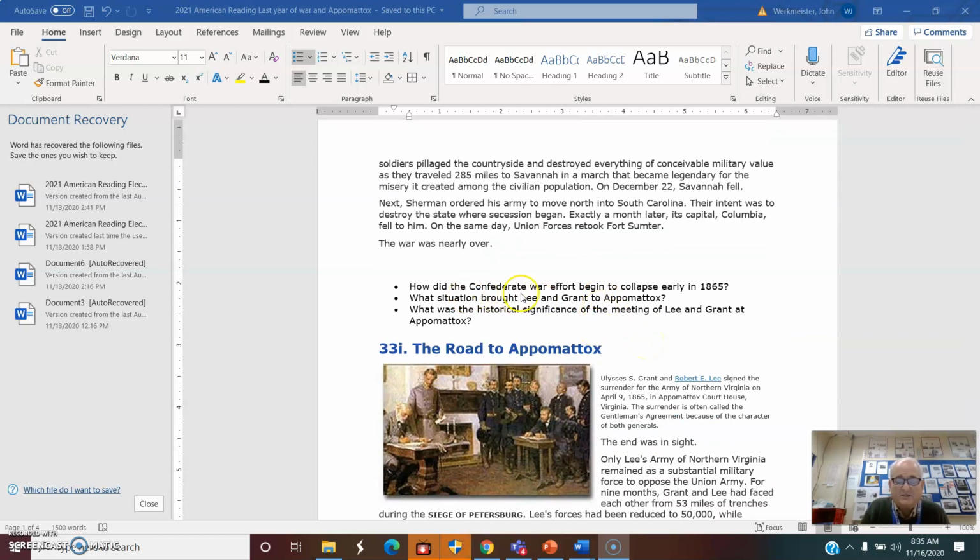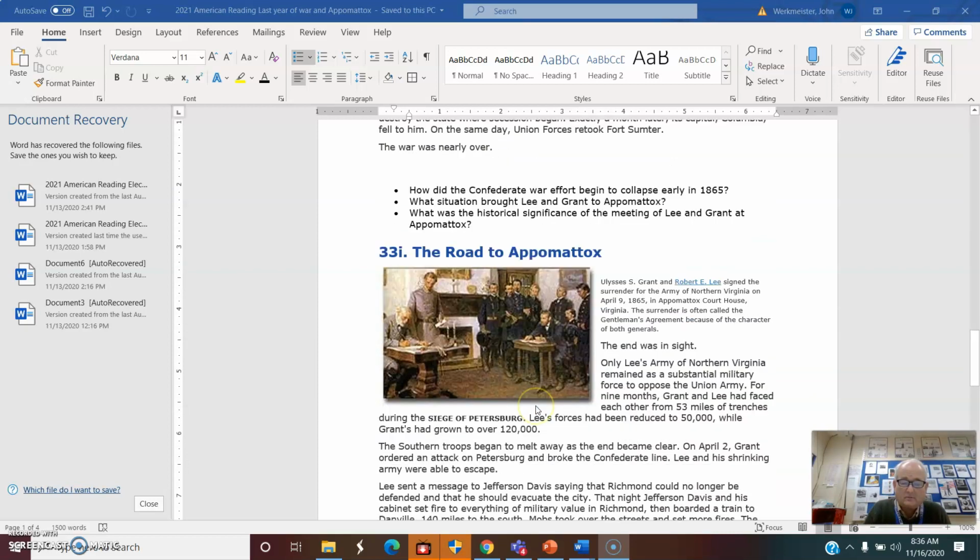So we have some questions here. How did the Confederate war effort begin to collapse in early 1865? So you put it together. We know that the Union was attempting to win. The Confederacy was really beginning to collapse in 1865. What situation brought Lee and Grant to Appomattox? So Appomattox must be a place. They must have met there. And what was the historical significance of the meeting of Lee and Grant in Appomattox?